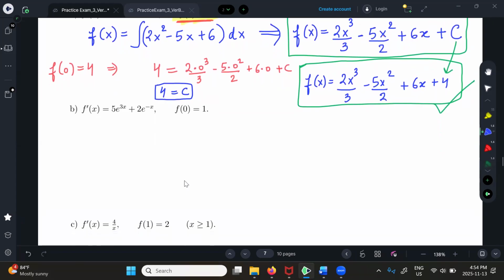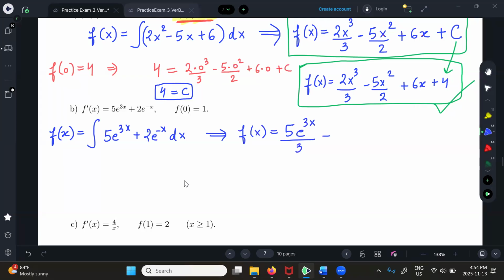We'll do the same thing. We'll find f of x. F of x, it's a procedural question, okay? You're adults, you can remember 2 steps of a question, okay? F of x, what do I do? I copy the integral symbol, copy the question, 2e to the power negative x dx, and integrate it. What do I get? 5e^(3x), right? Over 3, good job.